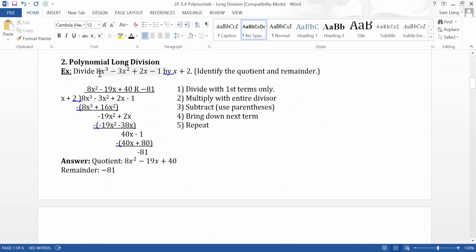Okay. So here it's 8x cubed minus 3x squared plus 2x minus 1. We're going to divide that by x plus 2. And here they want us to identify the quotient and the remainder. Okay. So we have 8x cubed, right?